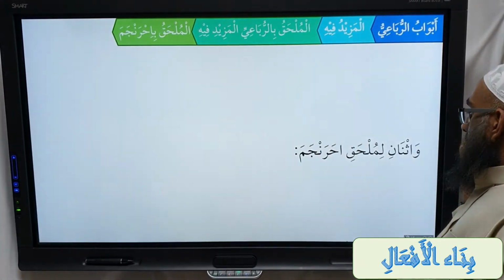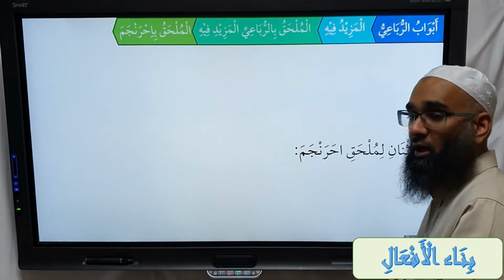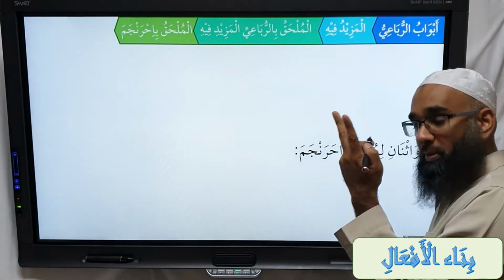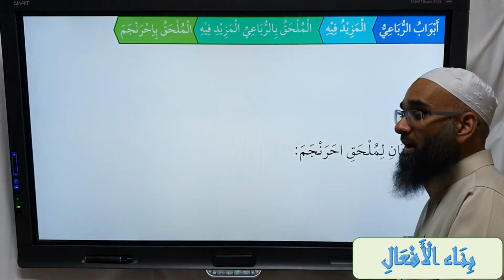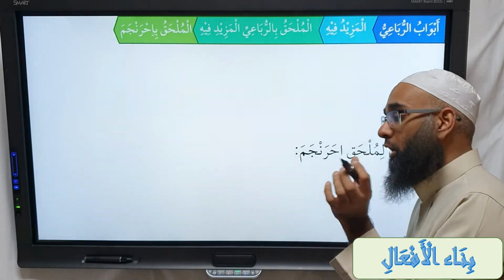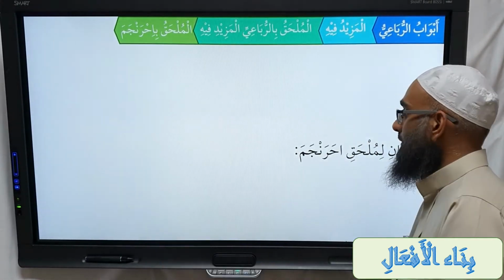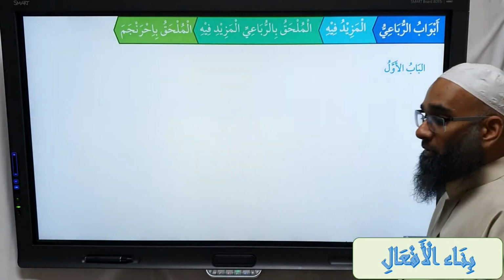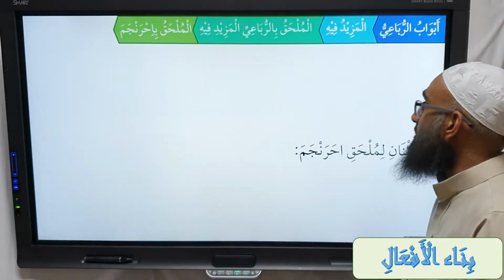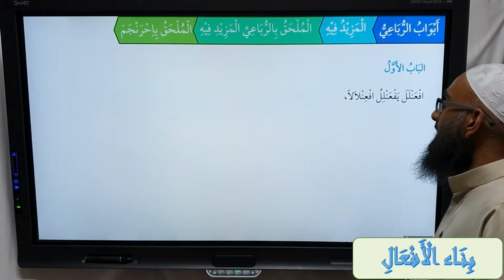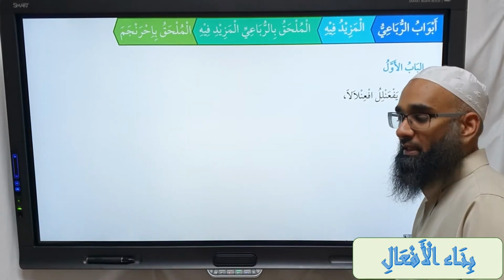Right, so what he's saying here now, we're discussing the mulhaq of ihranjama. Two babs are for mulhaq of ihranjama. So ihranjama, yahranjimu, ihranjaman. Two babs have the same pattern as ihranjama. Don't write in there please, just on the paper. The first bab which has the same pattern as ihranjama is bab افعنلالا يفعنلل افعنلالا.